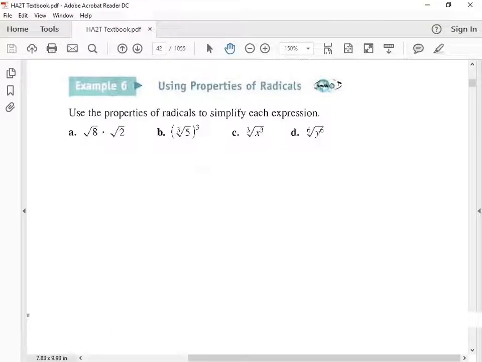Now I'll get on with this radical business. We have this times this, which multiplied together gives you 16, and that simplifies to be 4. The next one can be seen in different ways.